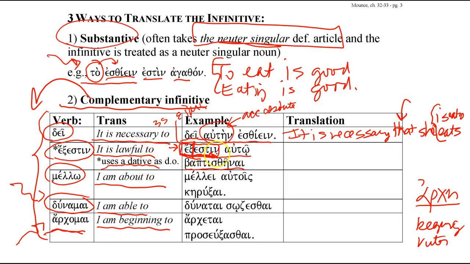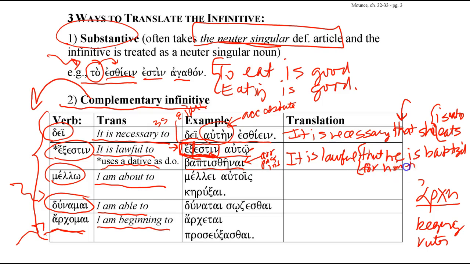So it is lawful, and then we have this aorist passive infinitive, baptisthenai. So the way I'm going to translate this is it is lawful that he is baptized. Another translation which happens to work, if you translate the auto datively, is it is lawful for him to be baptized.